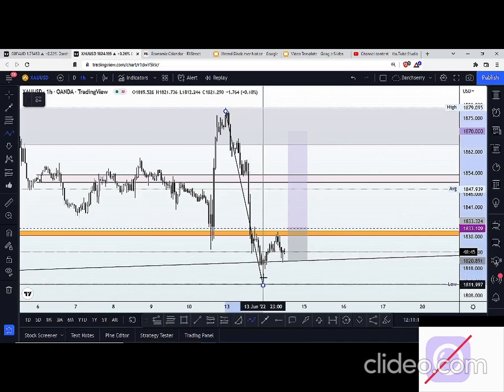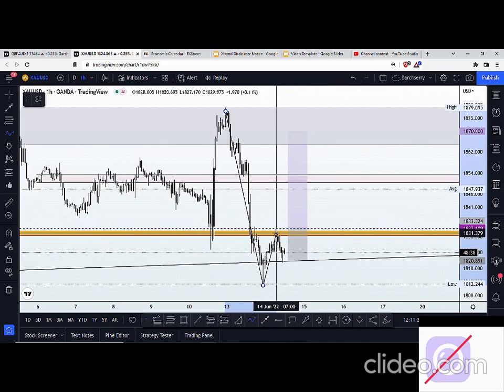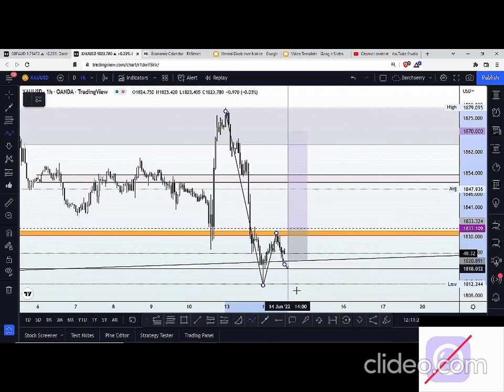We saw a sharp rejection of this area. We saw price come to reject our key level at $1,830. Then we saw a sharp rejection of that trend line, and we don't know if price will go further down.